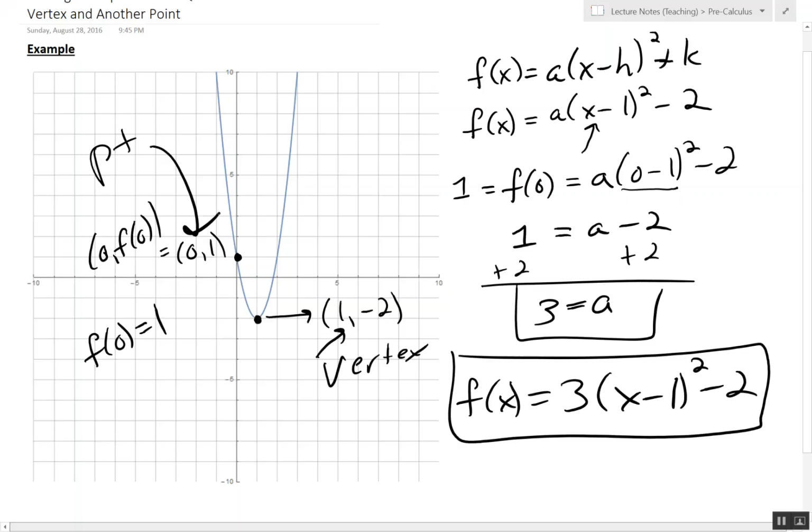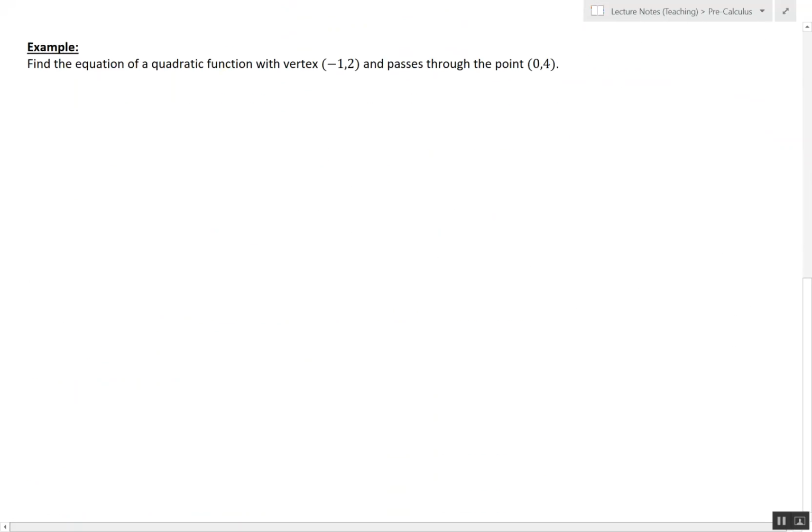So basically, if I give you the vertex and a point, most of the time you should be able to figure out the equation of a quadratic function. I say most of the time because it doesn't always work. There is an exception, and on the guided notes I ask you to think about that. I'm not going to discuss that here since I asked you in the guided notes to think about it, and if we need to, we'll talk about it in class. So let's move on to another example.